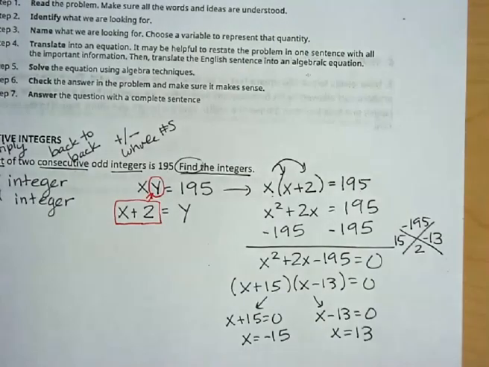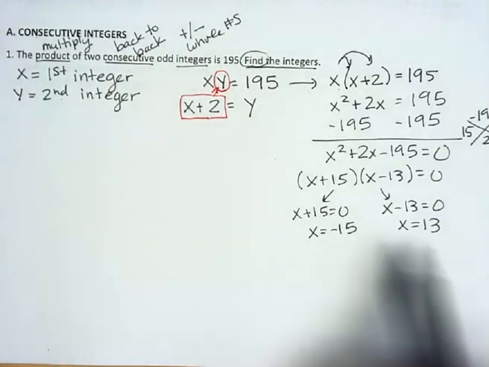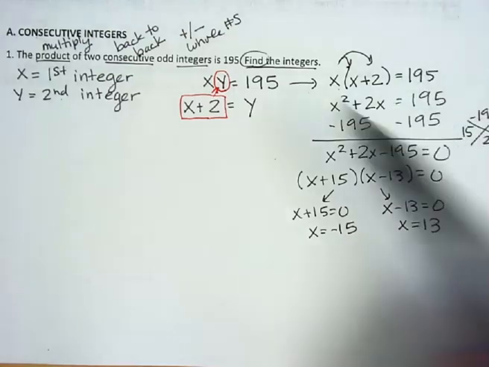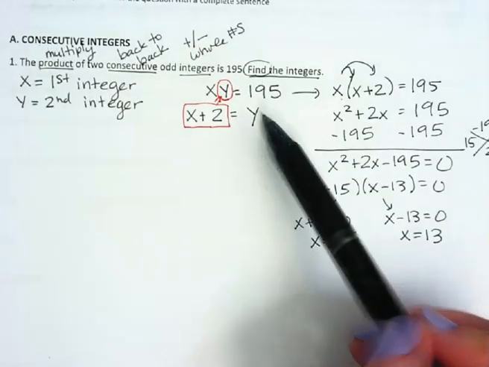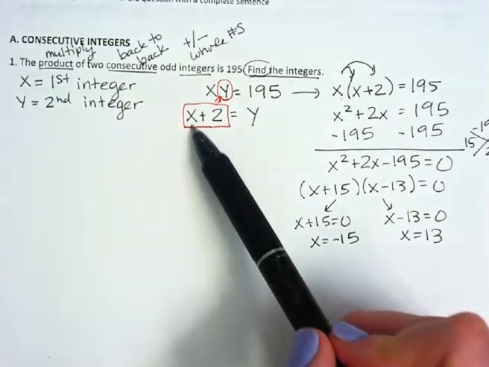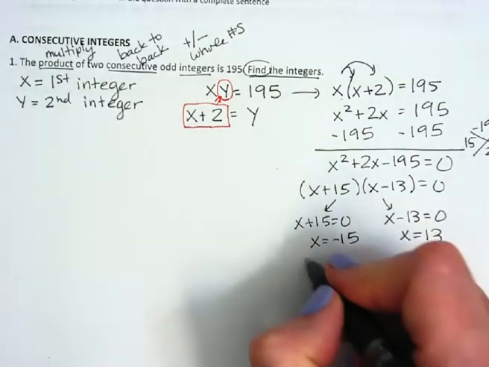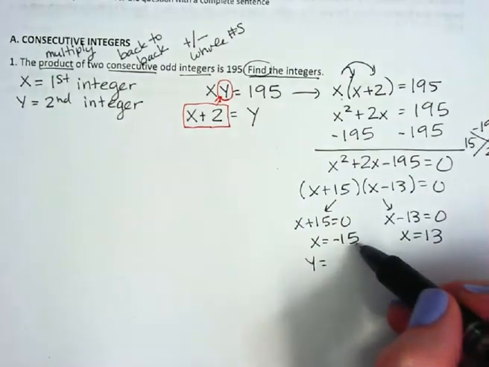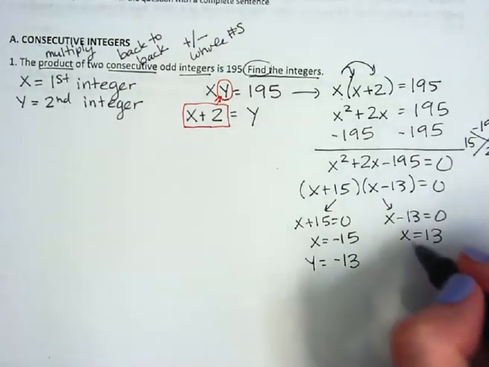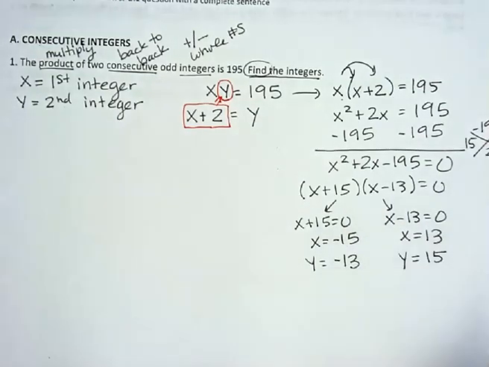Now these aren't my answers because these aren't consecutive numbers. Negative 15 and positive 13 are not back to back. So what I'm going to do is go back to my original setup here, and I said that y, which stands for my second integer, we get it by taking our x and adding 2. So if I have x as a negative 15, then my y is negative 15 plus 2, or negative 13. And if I have x equals 13, and I add 2 to that for my y, I have positive 15.